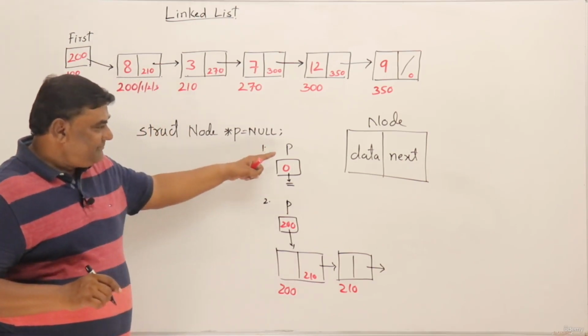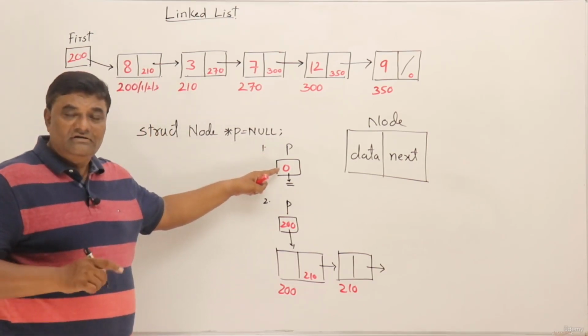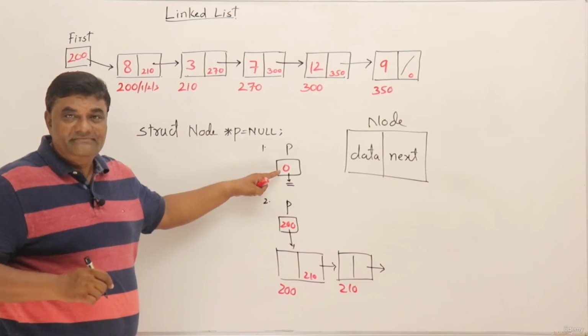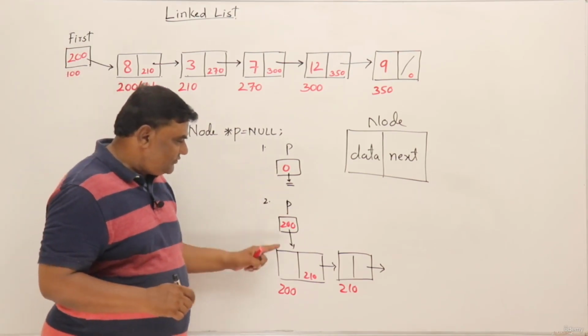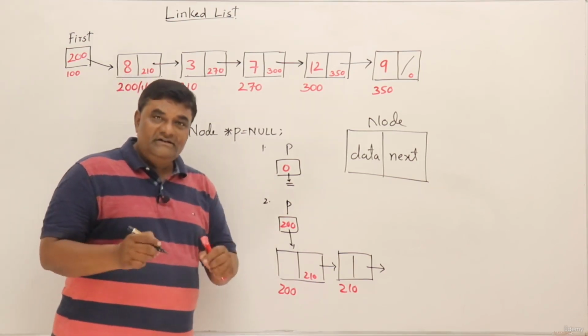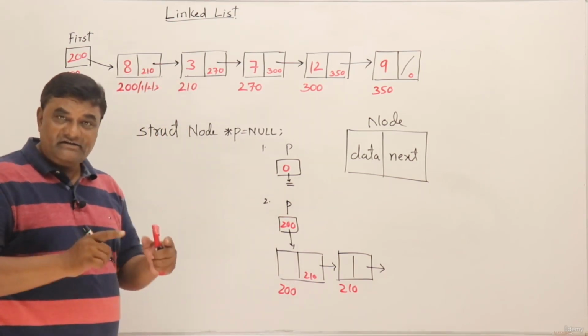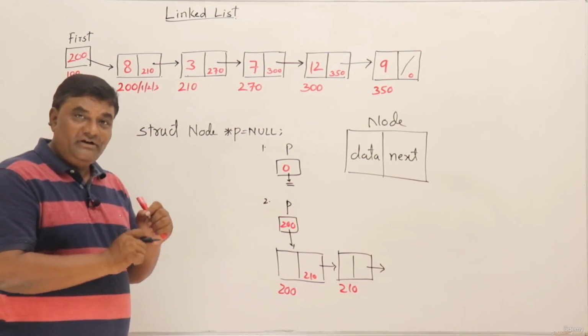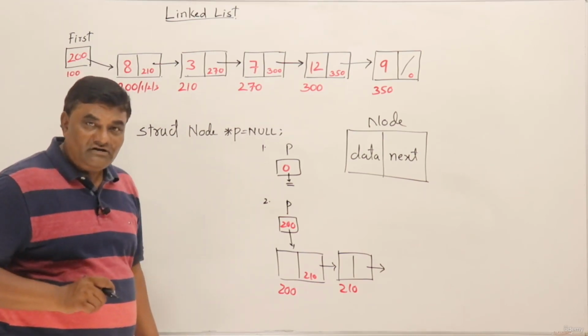And if you know, in C++ programming, 0 means false and any other non-zero value is true. So if pointer P is not pointing on any node, then it is 0. 0 means it is false. And when it is pointing on some node, it will have non-zero value. That means it is true. Now let us see the conditions to check if a pointer P is pointing on some node or not.